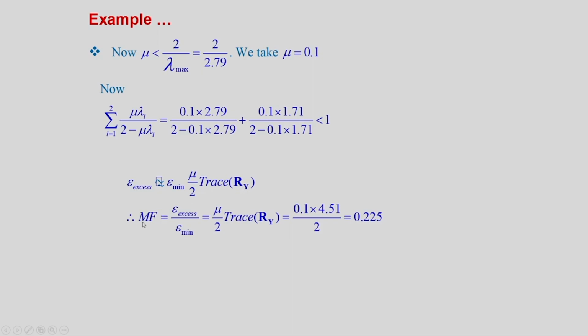Now, the misadjustment factor is given by the excess mean square error divided by the optimal mean square error, and that is equal to mu by 2 into trace of Ry. When we put mu equal to 0.1 and the trace of Ry, which is the sum of the diagonal elements, equal to 4.51, divided by 2, that is equal to 0.225. That is, there is a misadjustment of 22.5% from the optimal mean square error.